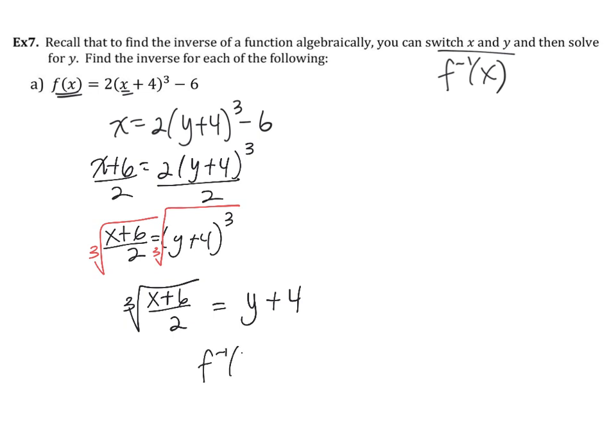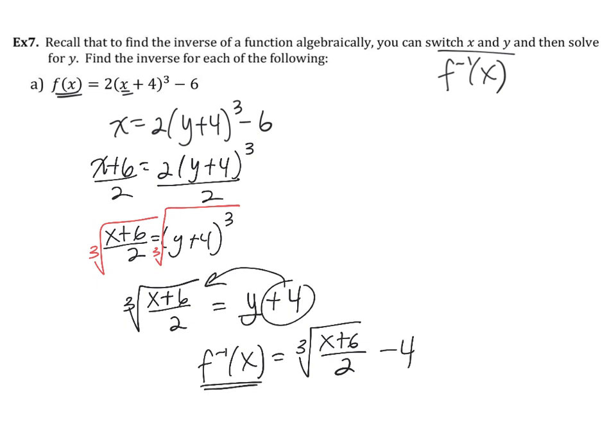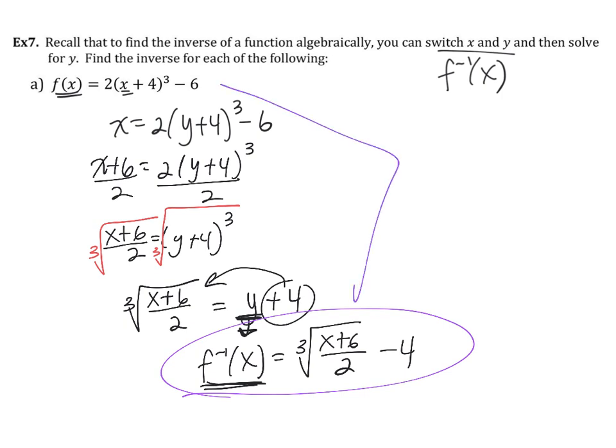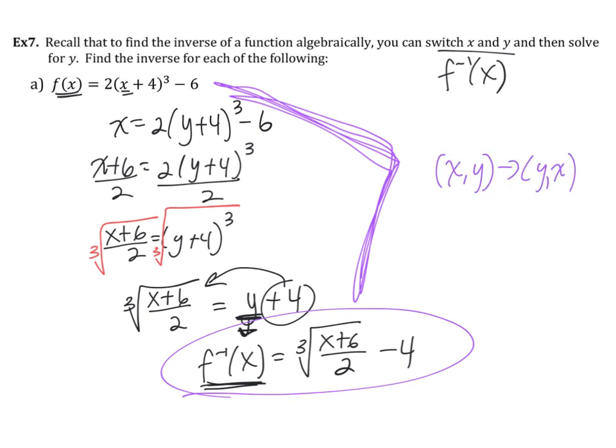So my final step is to take the cube root of x plus 6 over 2, move the plus 4 to the other side, which becomes -4, and change my notation from y to f to the -1 of x. So this is the inverse of the original function. Now, if you have a graphing calculator, I'd go ahead and graph. You could check the table on your graphing calculator, make sure your x and y intercepts are switching to the opposite. So yeah, you could graph it, look at your table, compare.